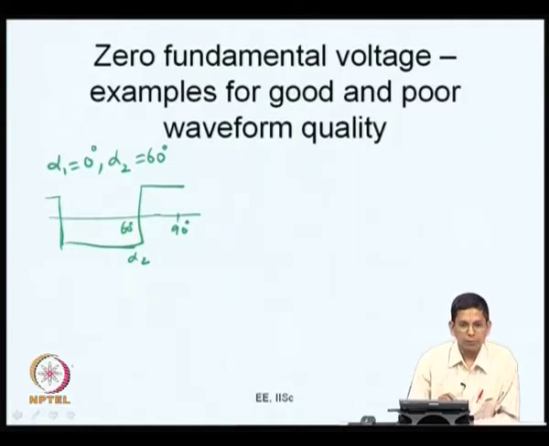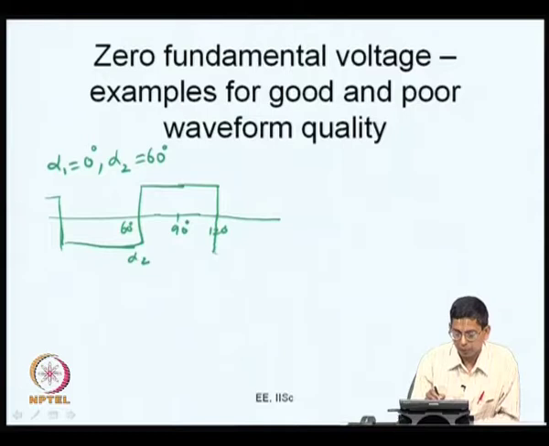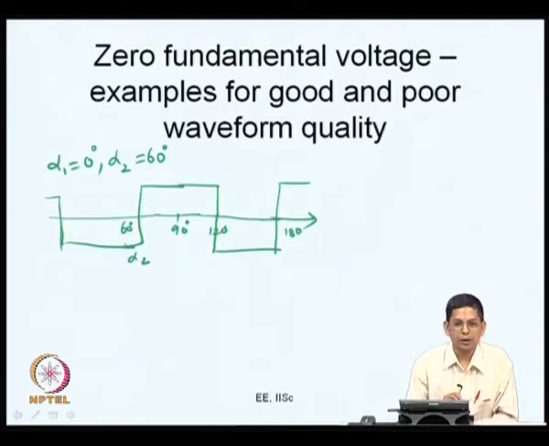What is this waveform? If I just continue this, at 120 degrees it will switch back, and at 180 degrees it will go back like this. So, what can you say about this waveform? This waveform has 0 fundamental voltage. Why? It has a periodicity of 120 degrees at the fundamental frequency. So, it is a third harmonic square wave. Its periodicity is 1/3 of the fundamental cycle.